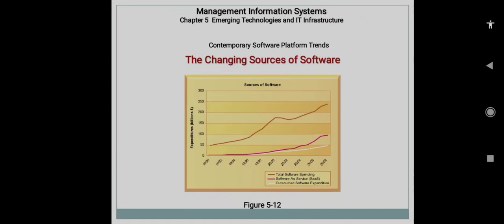Changing sources of software. The figure shows the jump in software as a service, or SaaS, spending within the last several years, and the pronounced rise in the last two or three years. There are positive and negative effects of SaaS. Positive, it allows companies to focus on business issues rather than technology. For many companies, SaaS could cut costs. Negative, it increases the firm's dependency on external suppliers. So, what happens if your supplier of SaaS services goes into bankruptcy? What is your backup plan?